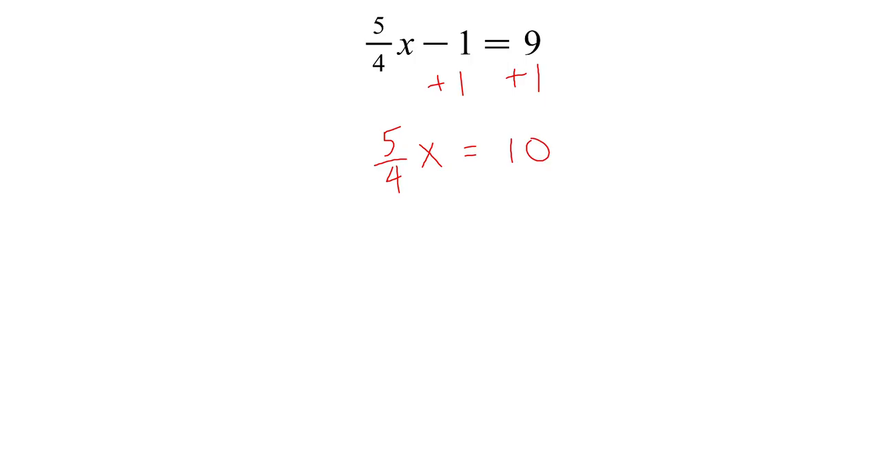And now we just do our multiply by the reciprocal step. It makes sense because this is a division by 4, so we're going to want to multiply by 4. And it's also a multiplication by 5, so we're going to want to divide by 5.